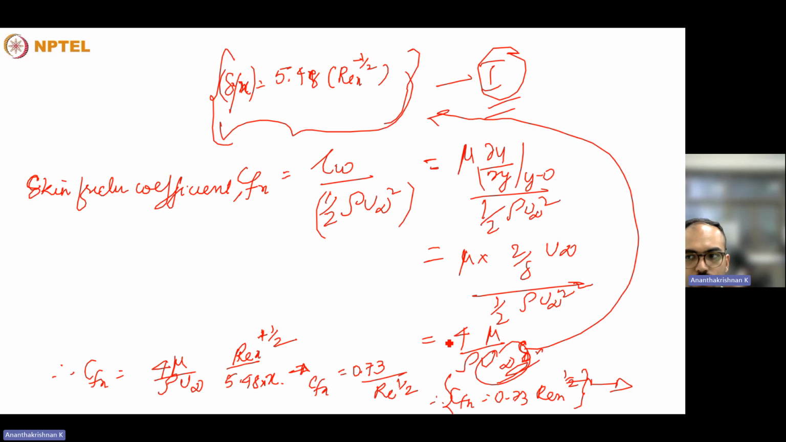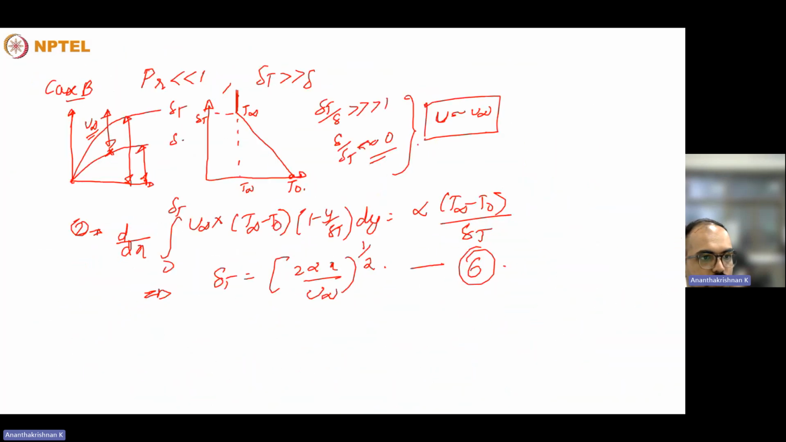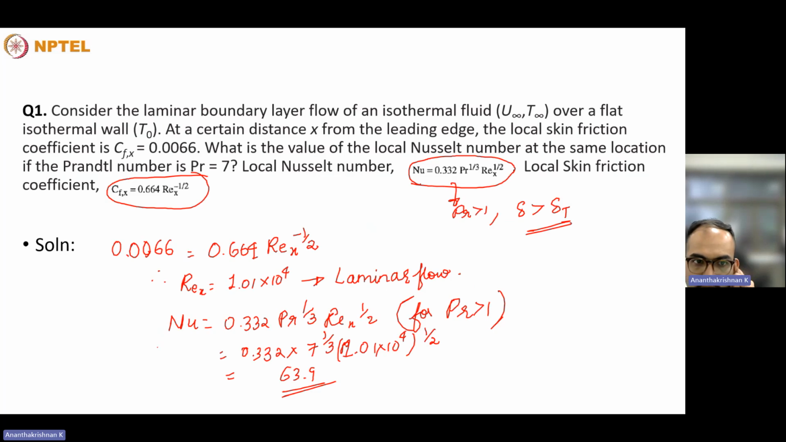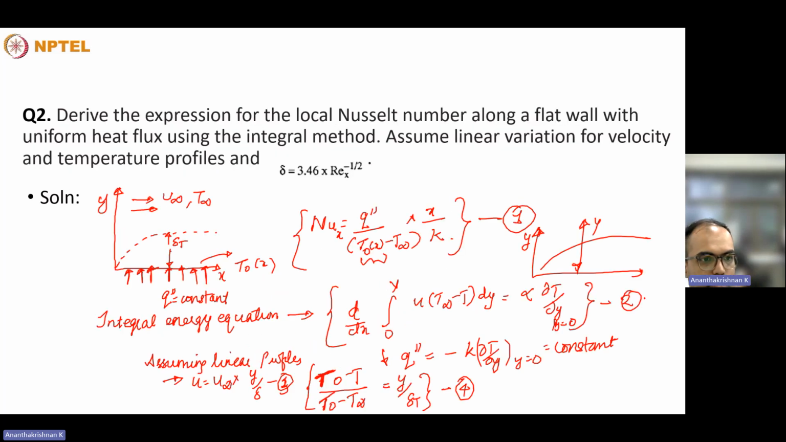That completes the problem solving session for this week. In this session, we have seen a few numerical type questions and one multiple choice question based on the scaling analysis and integral solution. We didn't see a question on similarity solution because that is quite difficult. That is a purely mathematical thing where we could arrive at the equation, but in order to solve that particular equation, we have to use a numerical method, maybe the shooting method. That's why we couldn't see a problem on similarity solution. But we have seen enough questions on integral solution as well as scaling analysis in this class.